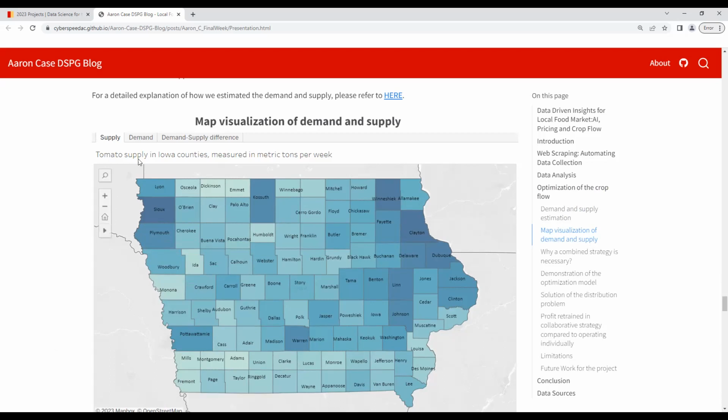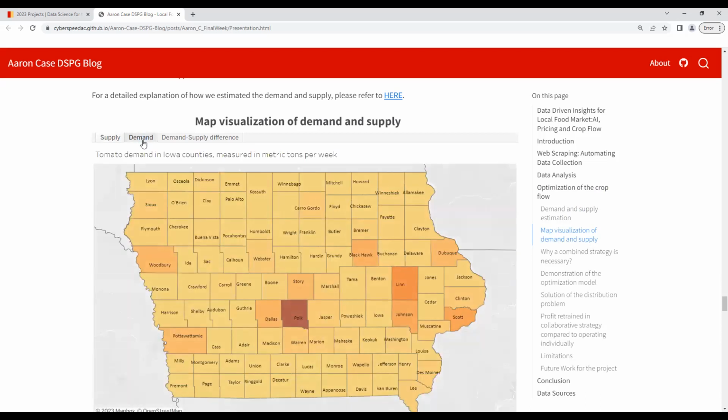Now, something similar is shown in the demand tab, where we show the information related to demand. In this case, the color gradient is from golden to deep red. If we move to the reddest part of the graph, that's Polk County, the demand is 88.72 metric tons per week. So we can see that there exists a great difference between the supply and demand across the counties. And we try to plot that on the map as well.